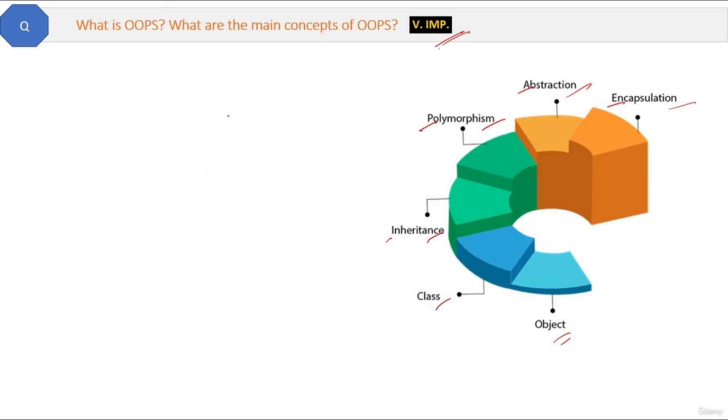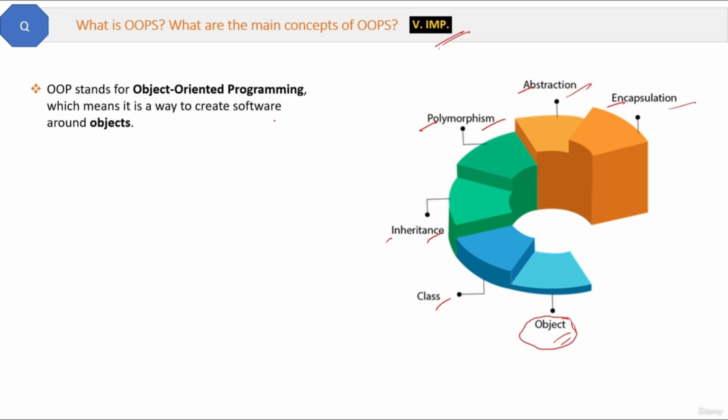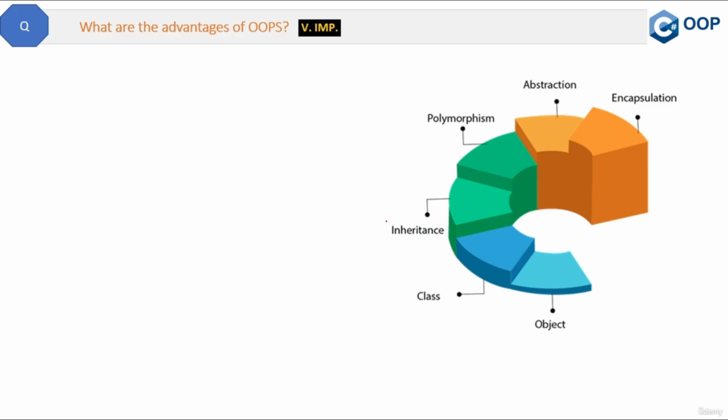Now if you see the diagram here, object is the first concept of OOPS. Therefore, OOPS stands for object-oriented programming, which means it is a way to create software around objects. And using all these concepts, OOPS provides a clear and clean structure for software and web applications. What are the advantages of OOPS? When we say that, we are talking about the advantages of encapsulation, inheritance, polymorphism, and abstraction.